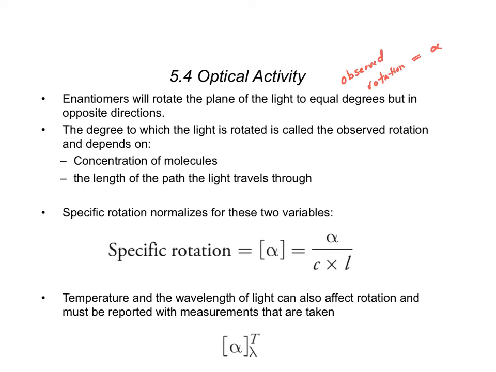Now, observed rotation is dependent on a number of different variables. We're going to talk about how we normalize for those different variables. So for example, let's say we have a solution of one enantiomer and we put it in our polarimetry tube. The more molecules that are in that solution, the more we're actually going to see rotation of light. So one thing that observed rotation depends on is concentration. We have to take that into account. The more molecules there are, the more rotation we're going to get. This is directly proportional to concentration.